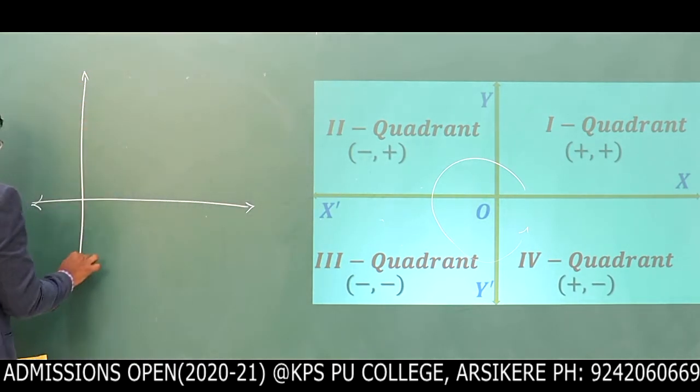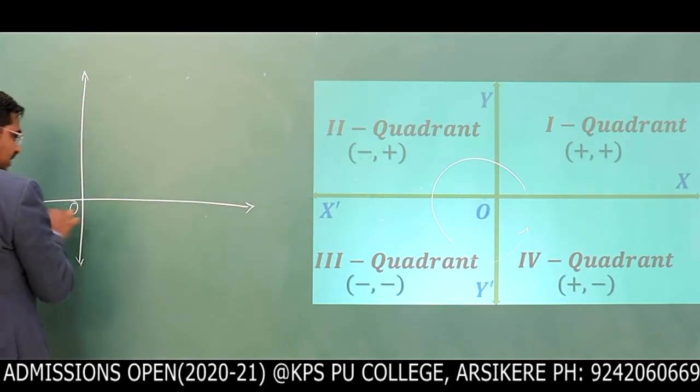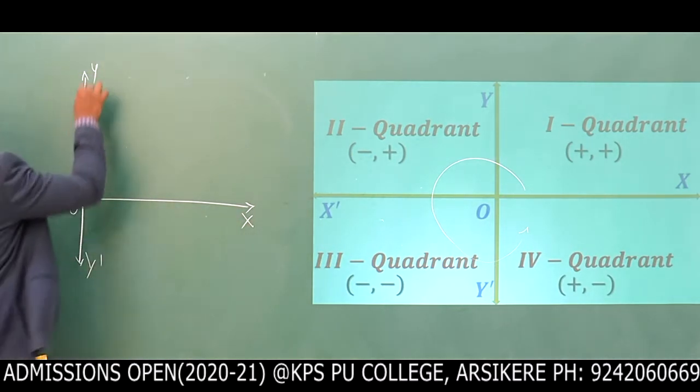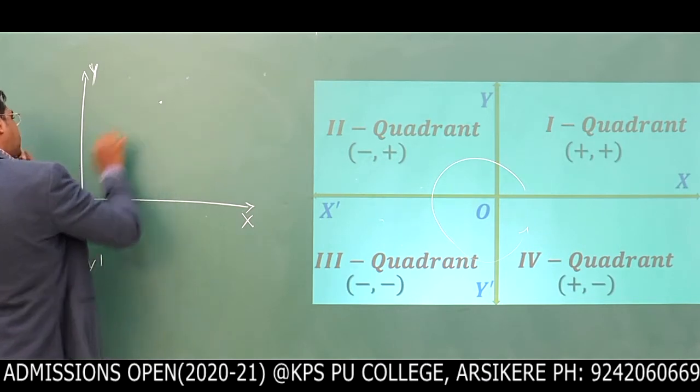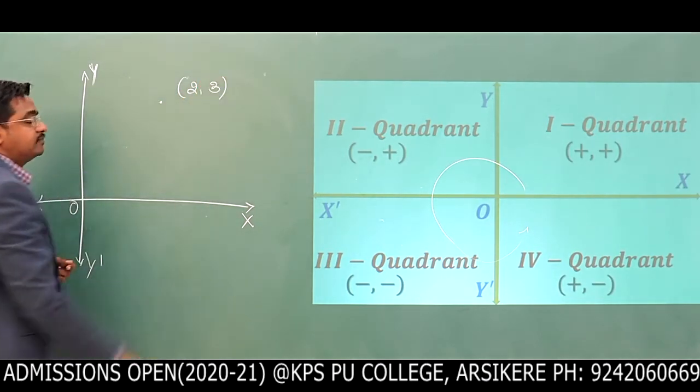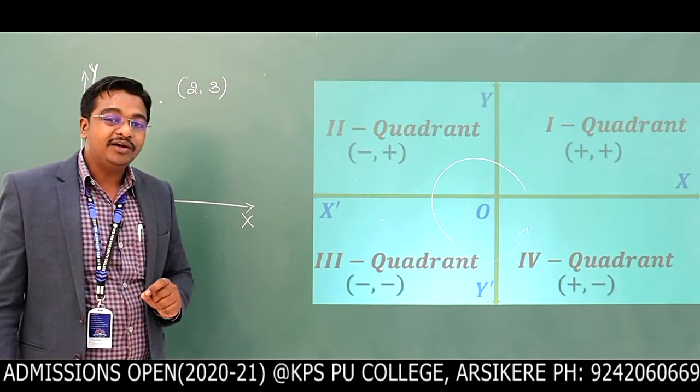So here we have the x-axis, this will be the horizon. This is x dash and this is x, and this is y dash and this will be y. Let me take a point here, 2, 3. The point we have is 2, 3.